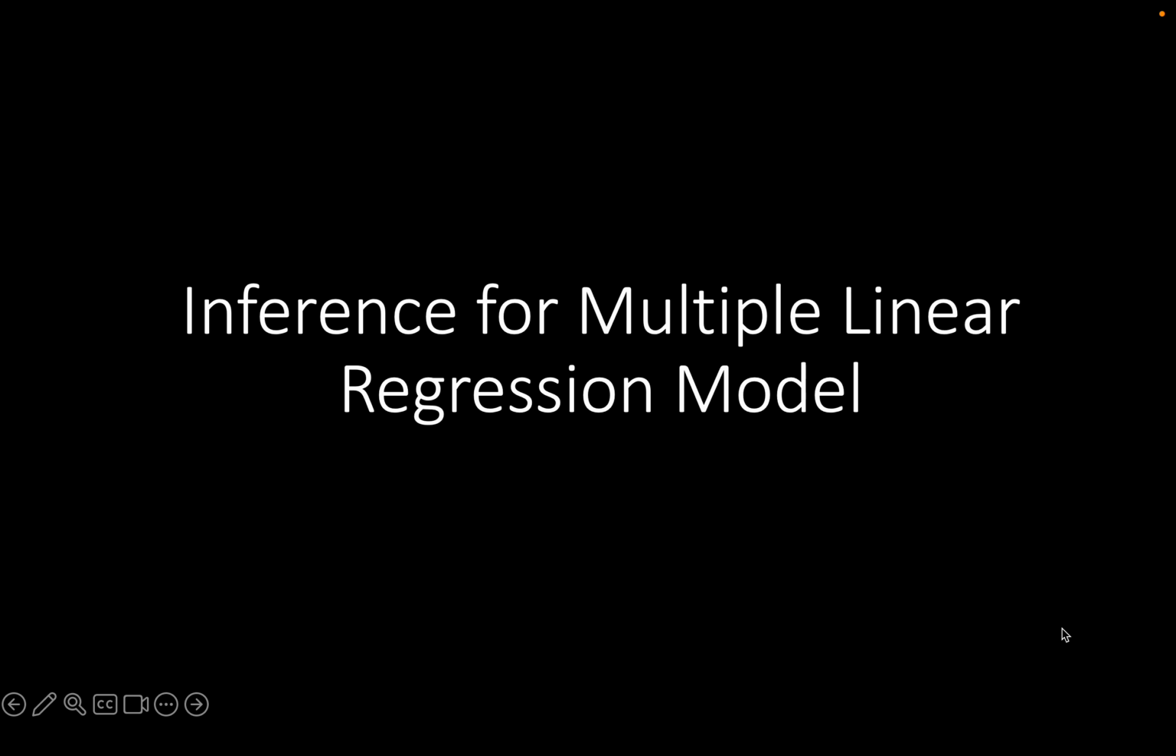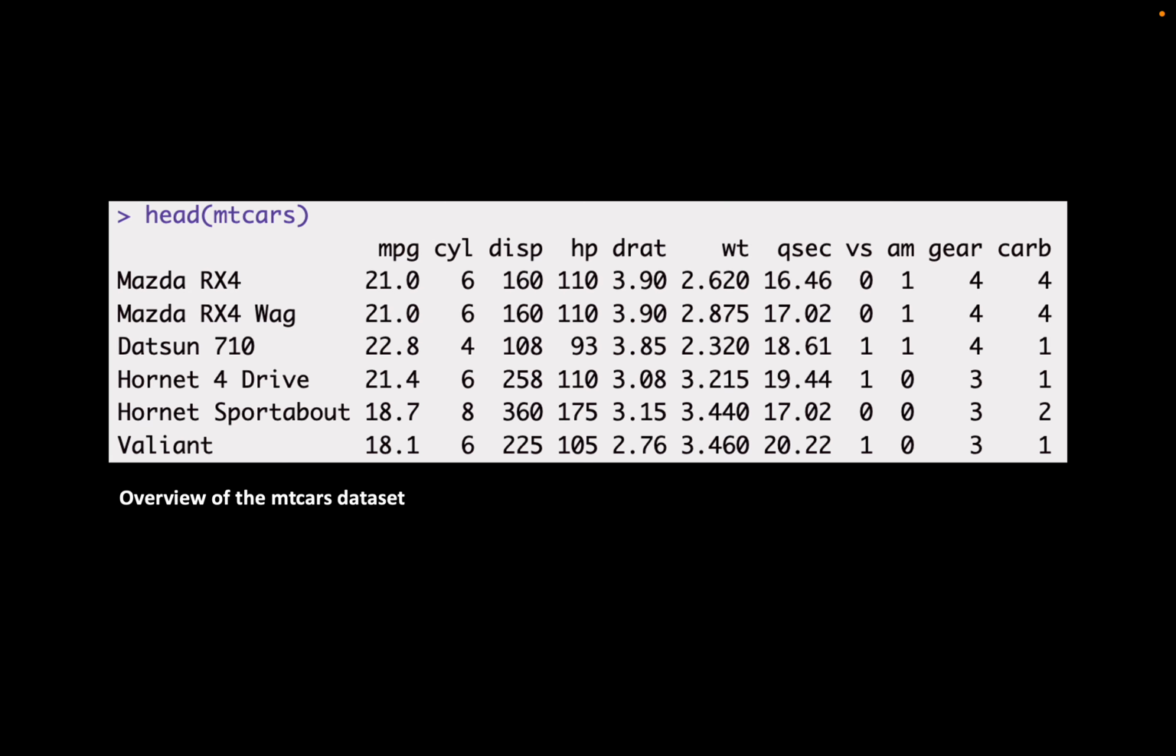Welcome everyone. In this video, we are going to discuss inference strategies for a multiple linear regression model, so a model with more than one explanatory variable. In this case, we will create a model from the mtcars dataset, which consists of fuel consumption data, as well as 10 features of automobile design and performance overview for 32 automobiles.